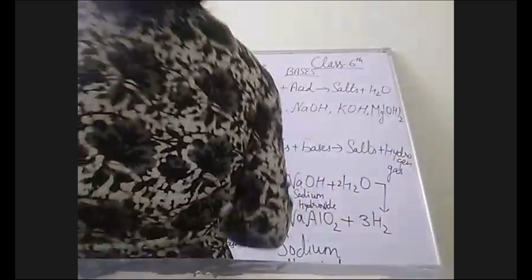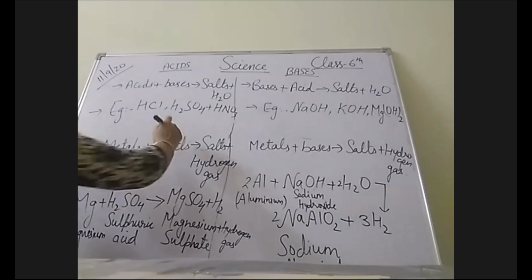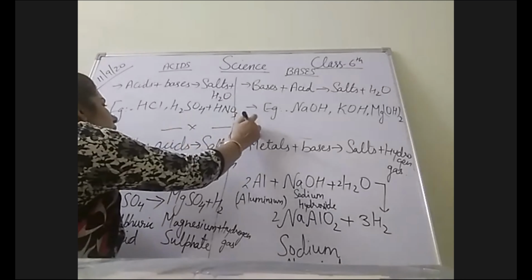Okay, so I think 7, 8 points, 10 points we have discussed between the differences between acids and bases. Okay, what is the main point? Acids give H plus ions, and bases give hydroxyl ions, that is OH ions, when dissolved in water. Okay, any other doubt to anyone? I have finished the differences over here.